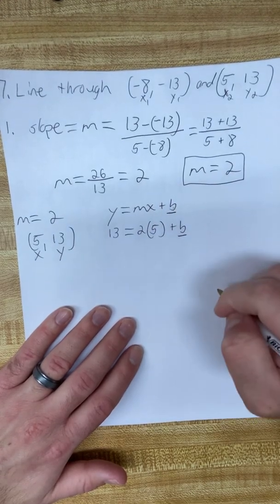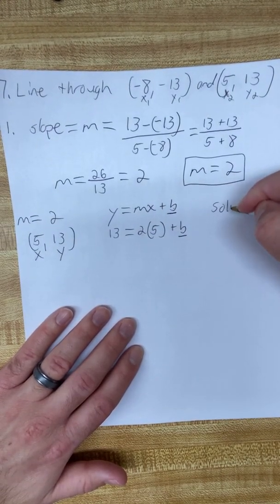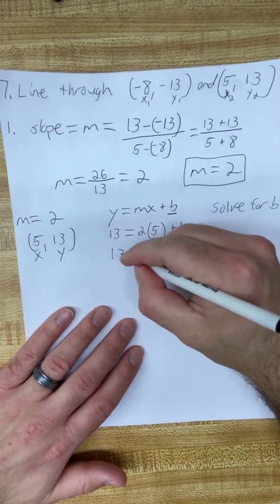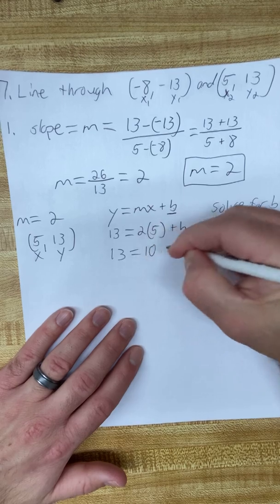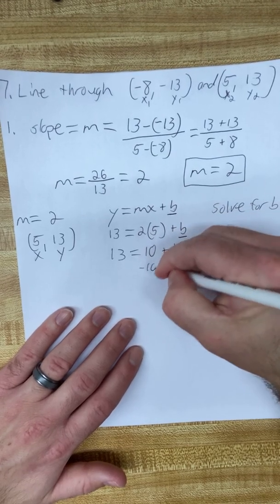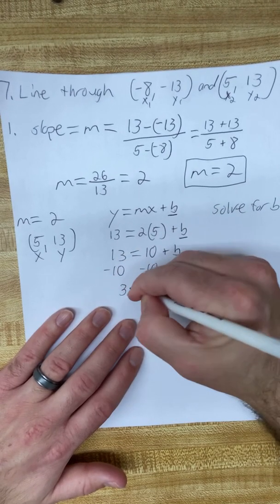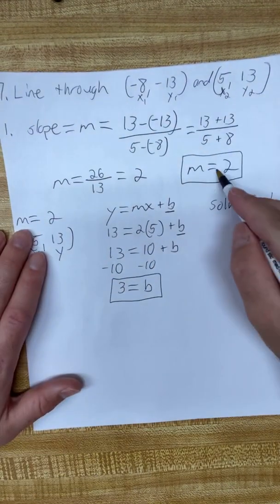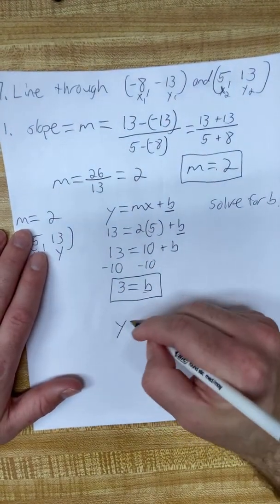Still trying to solve for b here. So I get 13 equals 10 plus b. Subtract 10 from both sides. We get 3 equals b. So we got m equals 2, b equals 3.